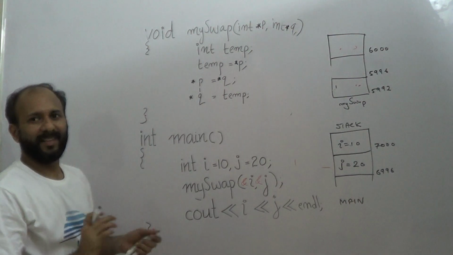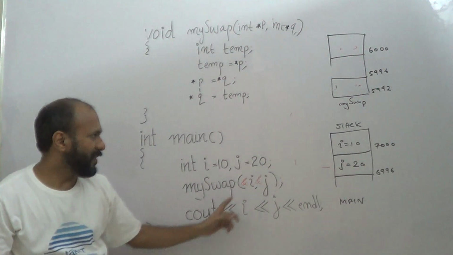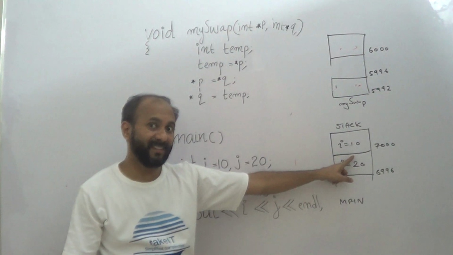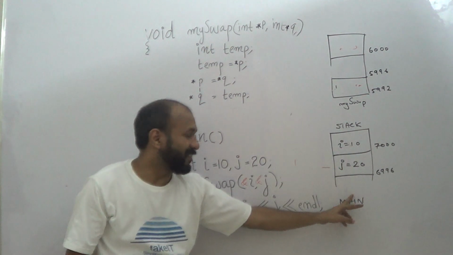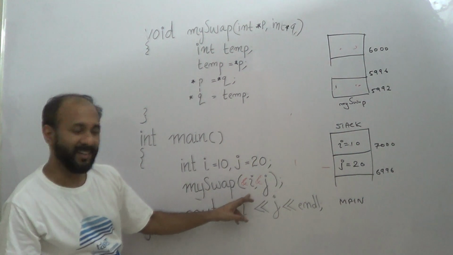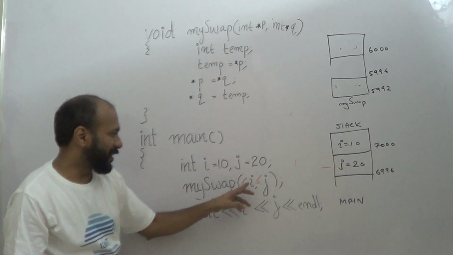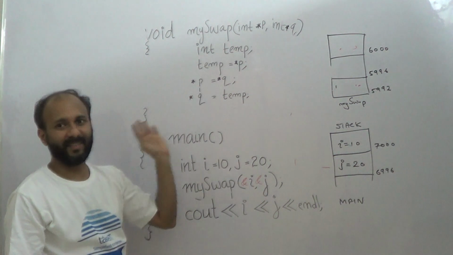Now we can see what is happening in this program. I have the stack frame of main, which has i equal to 10 and j equal to 20. This is the stack frame of main. Now what I am doing is, in the function myself, I am taking the address of these variables and passing them into the function.